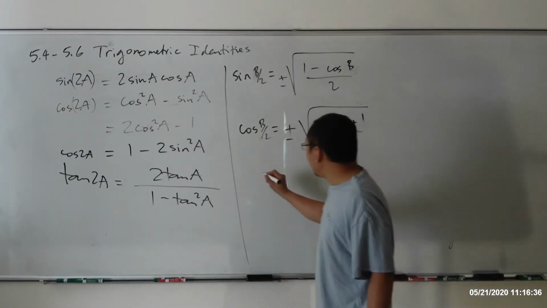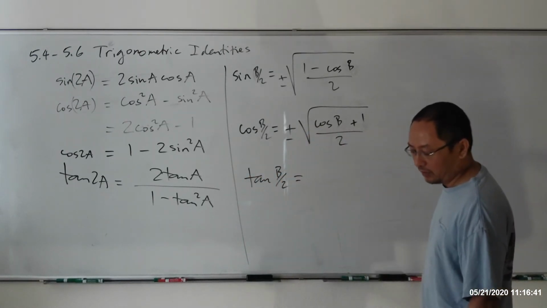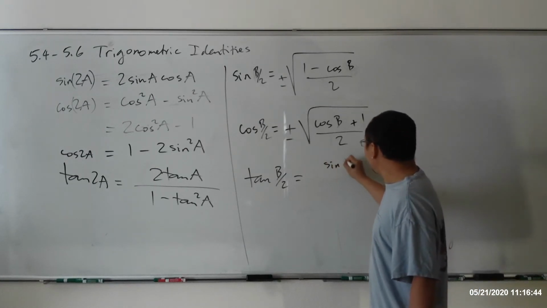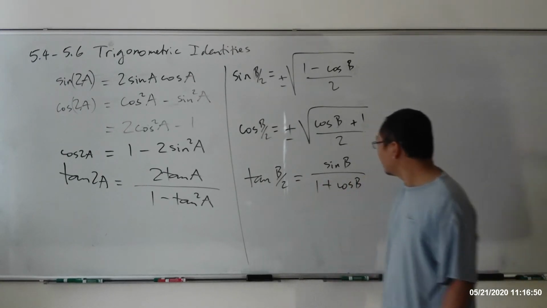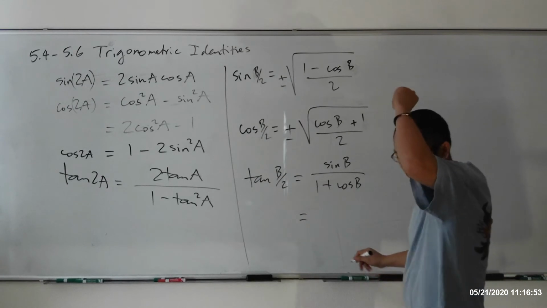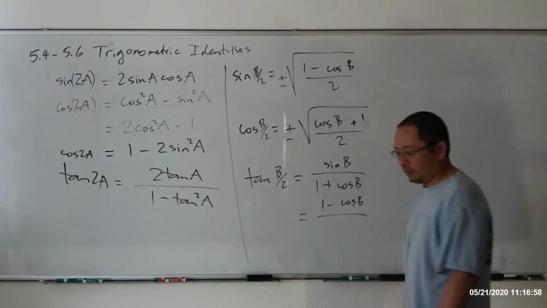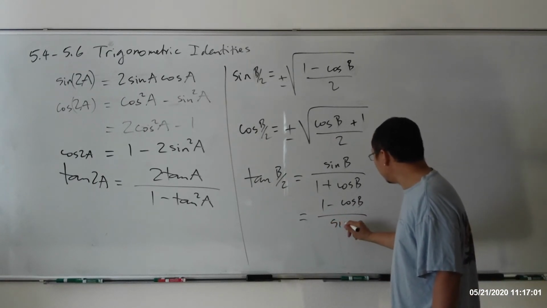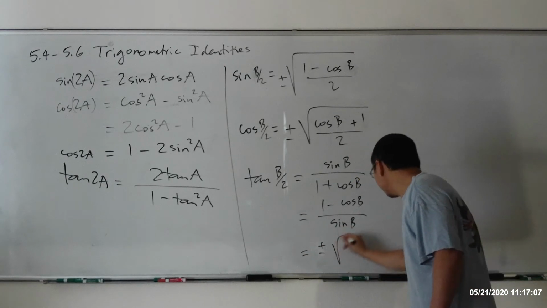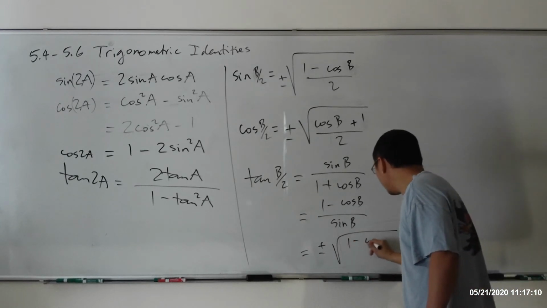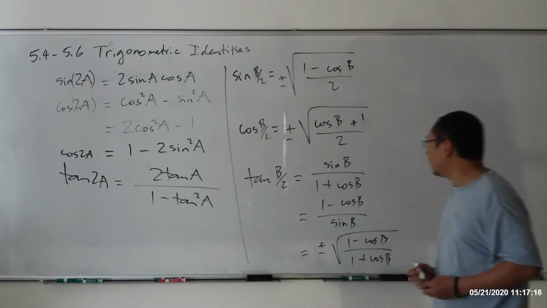Now we talk about tangent. So tangent of B over 2 is equal to, now you guys are going to have like 3 formulas: sine B over 1 plus cosine B, which is also equal to 1 minus cosine B over sine B, and then it's also equal to plus or minus the square root of (1 minus cosine B) over (1 plus cosine B). Either one of those 3 will work.